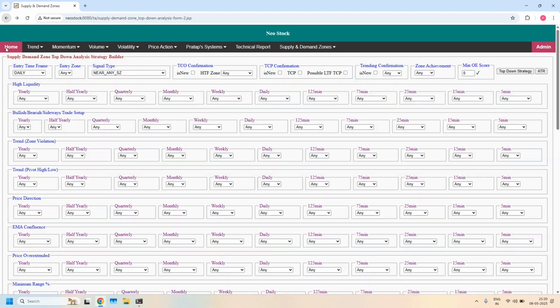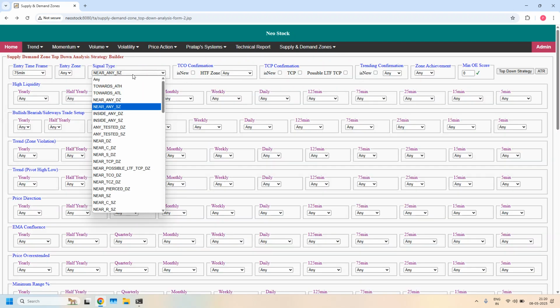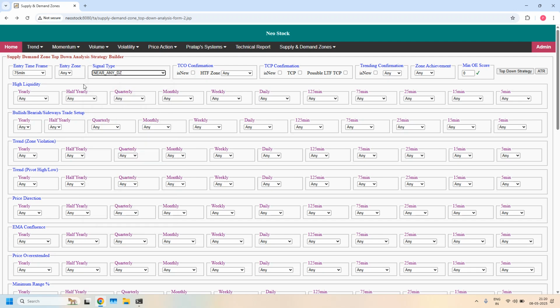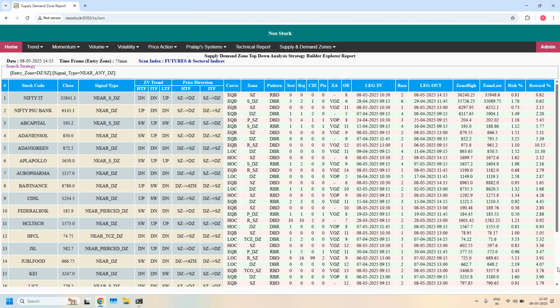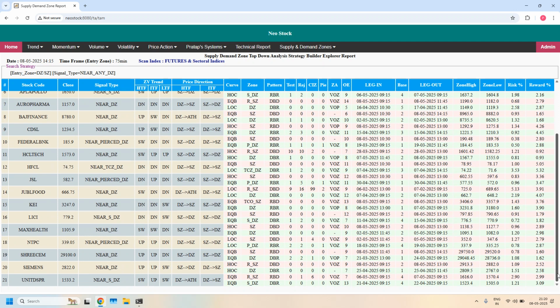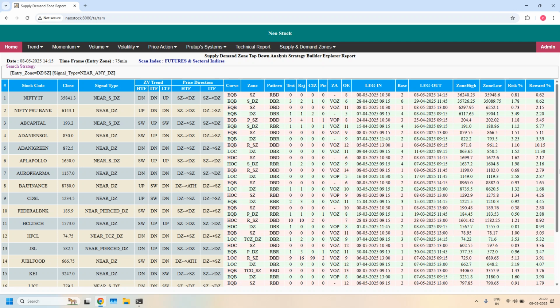Okay, next time frame is 75 minutes. Let us find the stocks near to the 75 minutes demand zone. Scrolling the list down. So total 21 stocks are filtered. Okay, let us identify 75 minutes high liquidity demand zones.